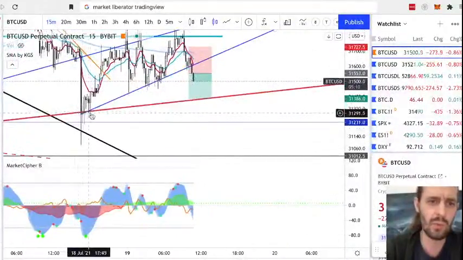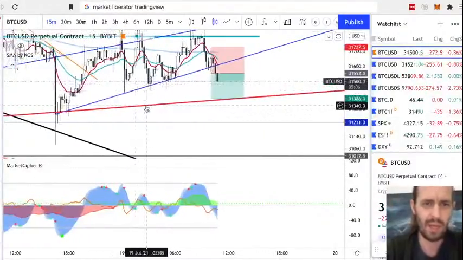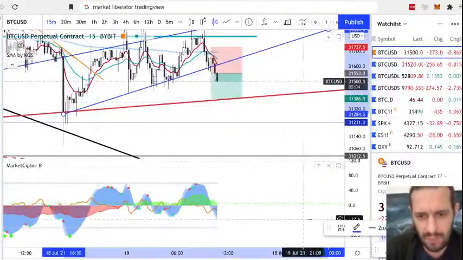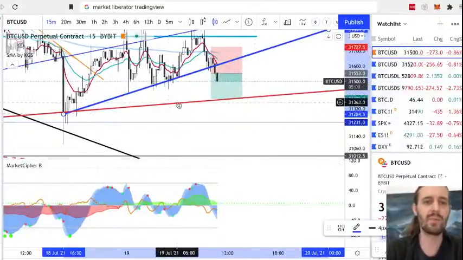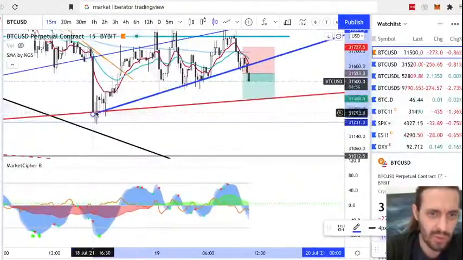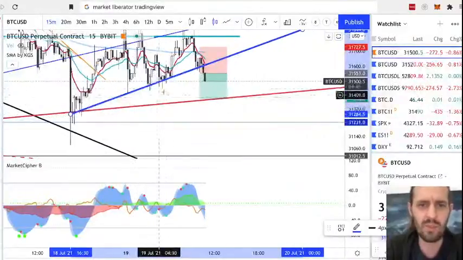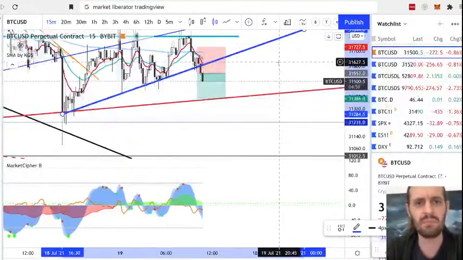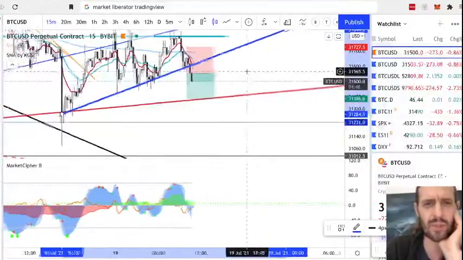You see this blue trend line, let me make it even thicker. So this blue trend line is on the 15 minutes. I connected the closes, you see, not the wicks, and I was just watching it, and I've decided to try out my strategy.